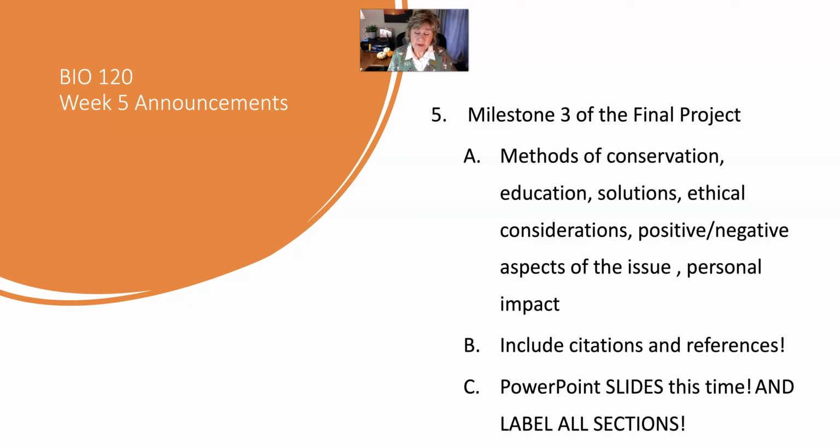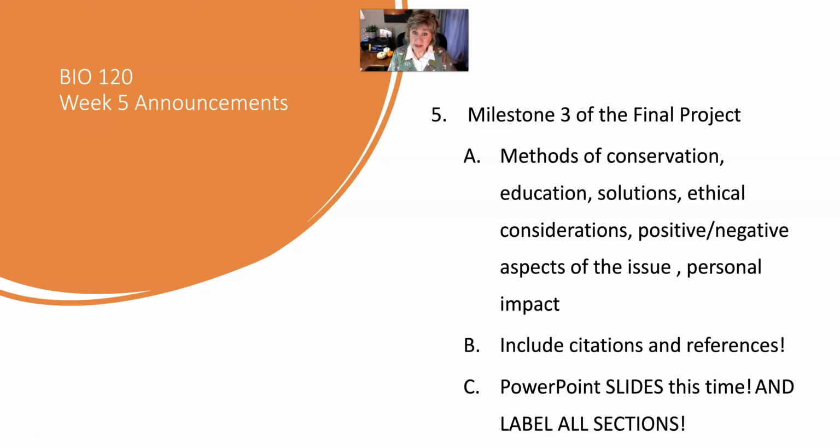So here are the sections. Methods of conservation. Think about this as what are some ways that we could prevent this thing from happening? How can we prevent water pollution from occurring? How can we prevent eutrophication? How can we prevent global warming, climate change? Okay, that's really methods of conservation.